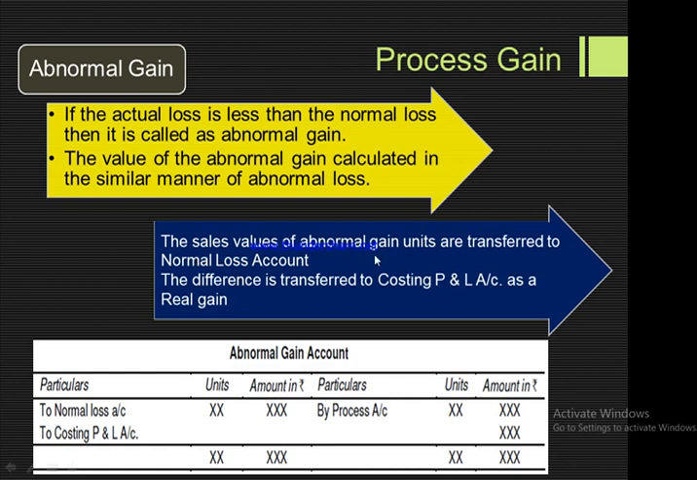So the sale value of these abnormal gain units is transferred to normal loss account, and the difference is transferred to costing profit and loss account as a real gain. So the account is maintained in this manner. In the abnormal gain account, on the debit side we have the normal loss account, and on the credit side, since it's a gain, we mention the process account, whether it's the first process, second process, or third process. In whichever process the abnormal gain has happened, the name of that particular process account is mentioned, and the difference is transferred to costing profit and loss account.